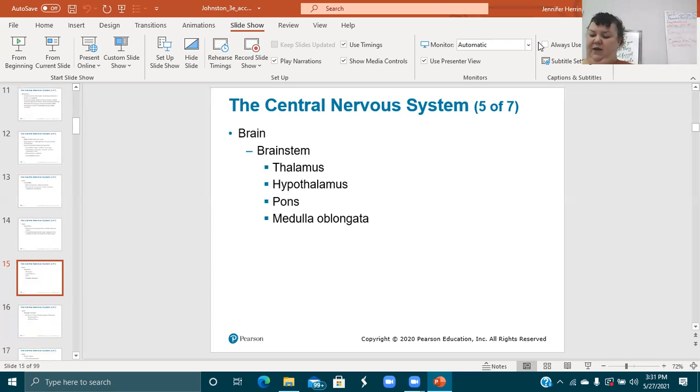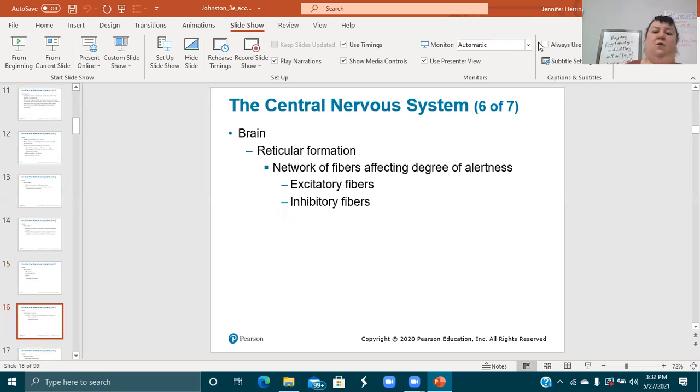So the brain stem is where you will find the thalamus, hypothalamus, pons, and the medulla oblongata. Reticular formation is located throughout the brainstem and cerebrum. It is a network of nerve fibers known as the reticular formation, and it affects the degree of alertness. It is made up of 2 types of fibers.